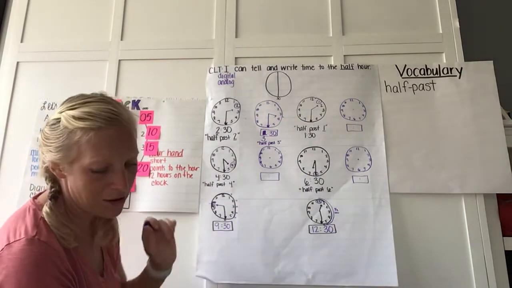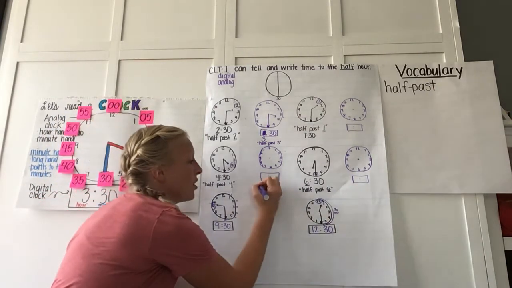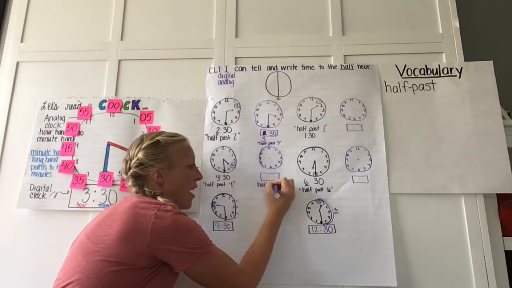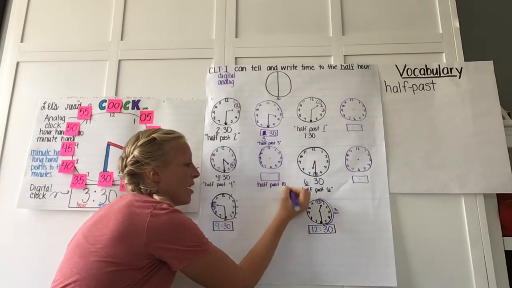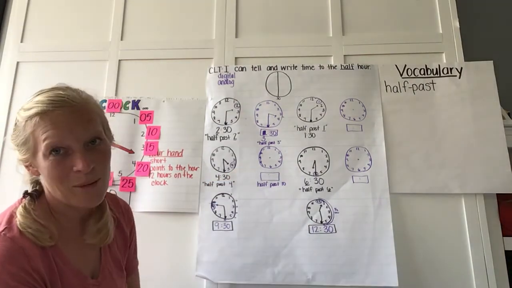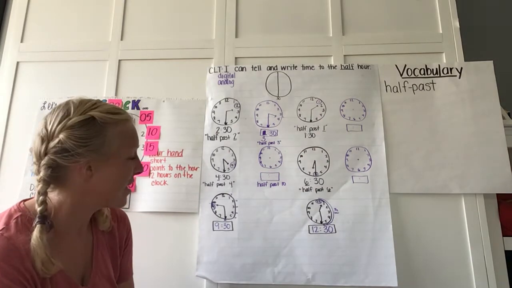This next one, I apologize for my circle. It's pretty rough. Okay. I'm actually going to give you this word. Half past 10. I want you to make it on your clocks, and I want you to see if you can write it in your journals with the digital time. Half past 10.